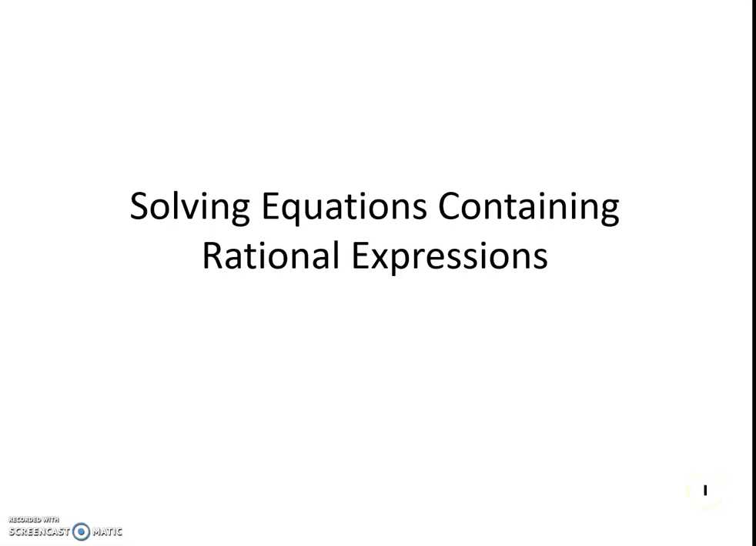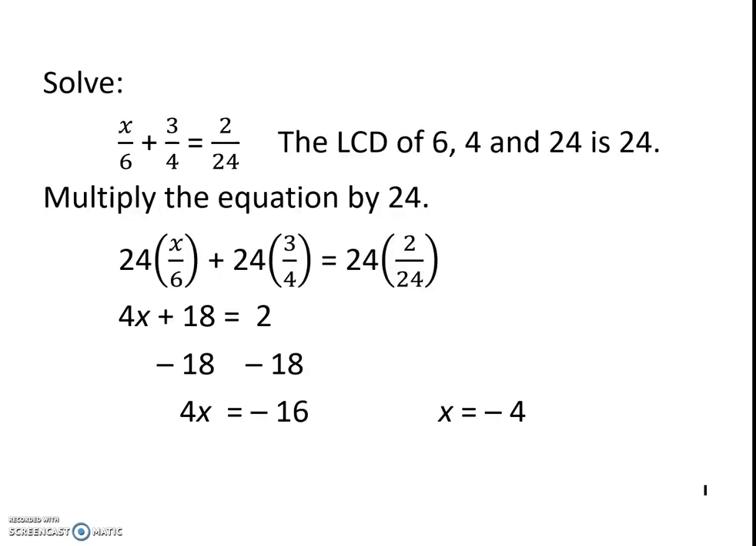Today we're going to be looking at solving equations containing rational expressions. Our first example is to solve x divided by 6 plus 3 divided by 4 equals 2 divided by 24. Well, we look for the LCD of 6, 4, and 24, and that is 24.